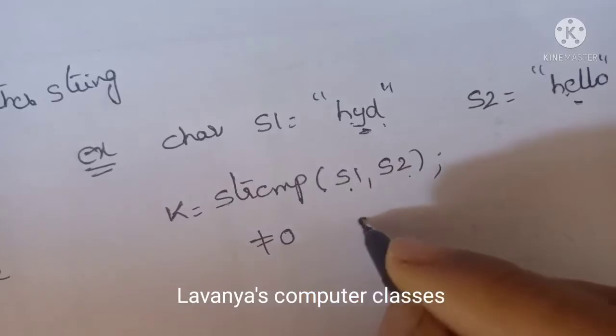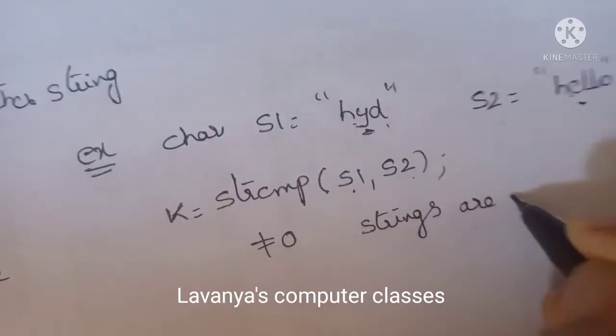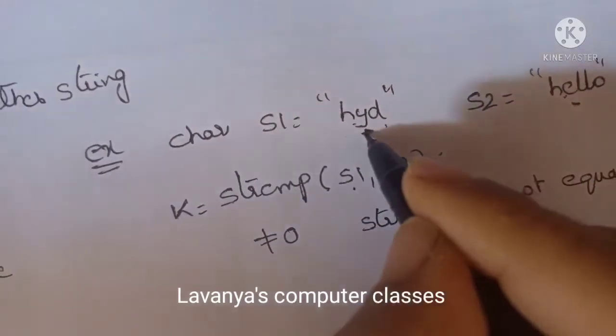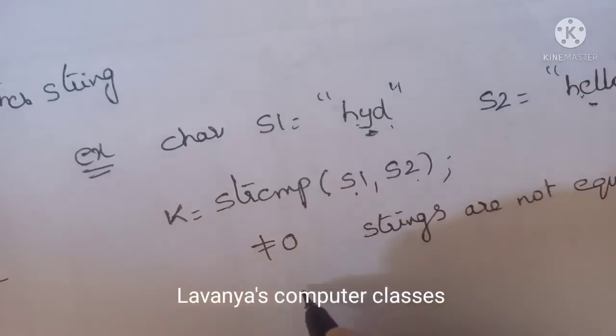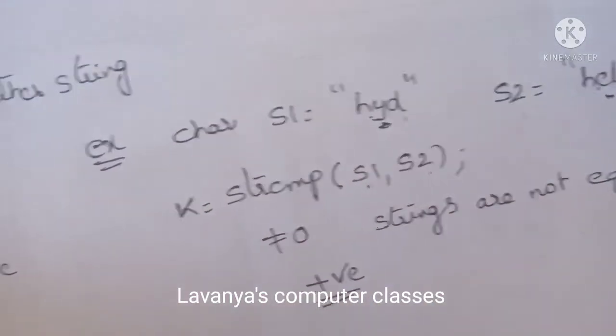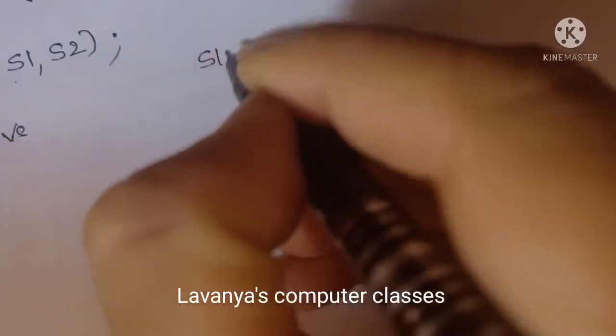First characters both are equal, no problem. But second character, Y and E. So that's why both are not equal. Then it gives other than 0 value. That also means strings are not equal. So Y is more than E. That's why it gives some positive value, because string 1 is more than string 2.